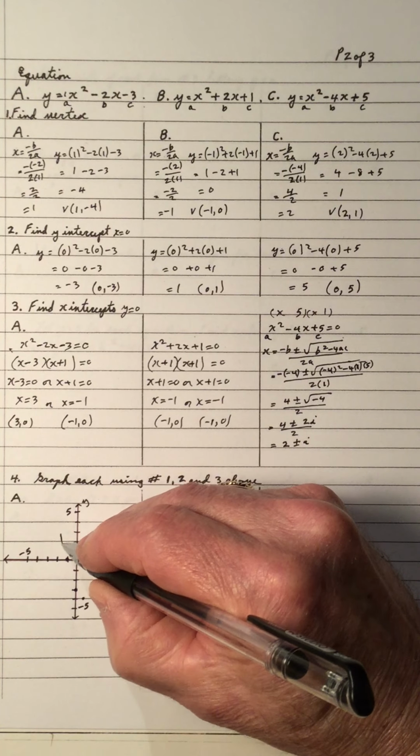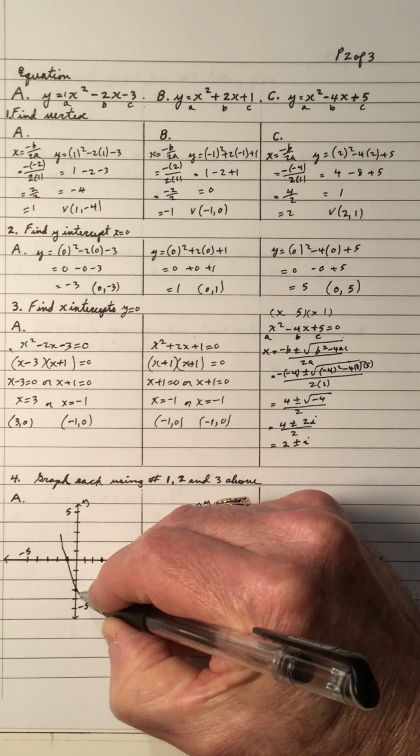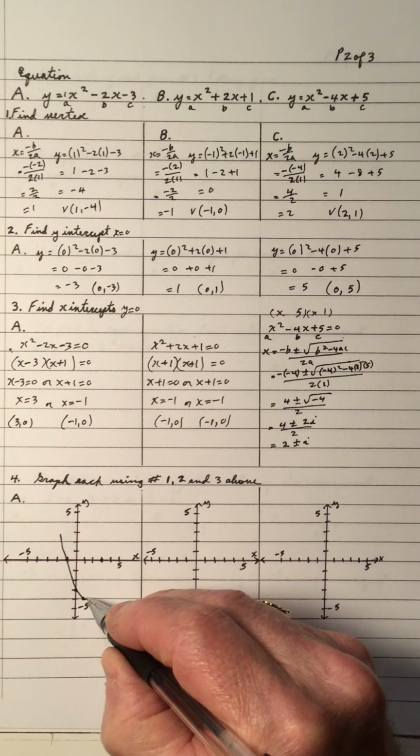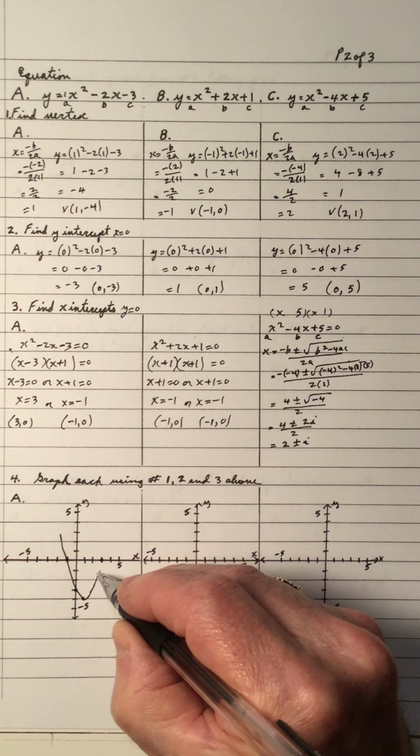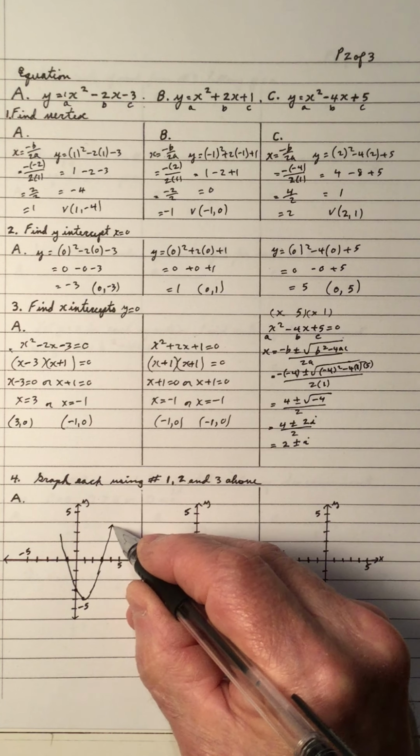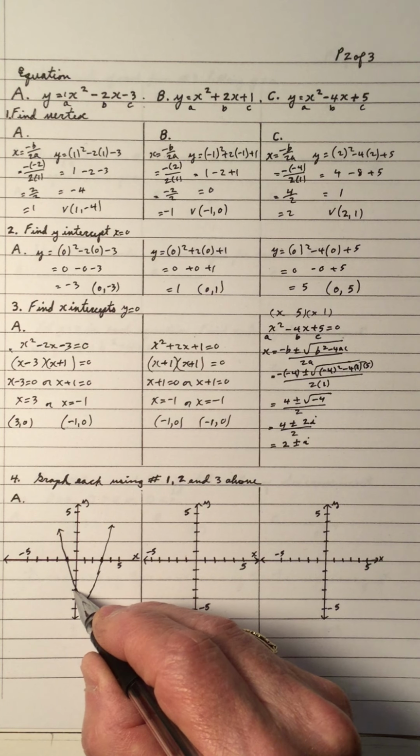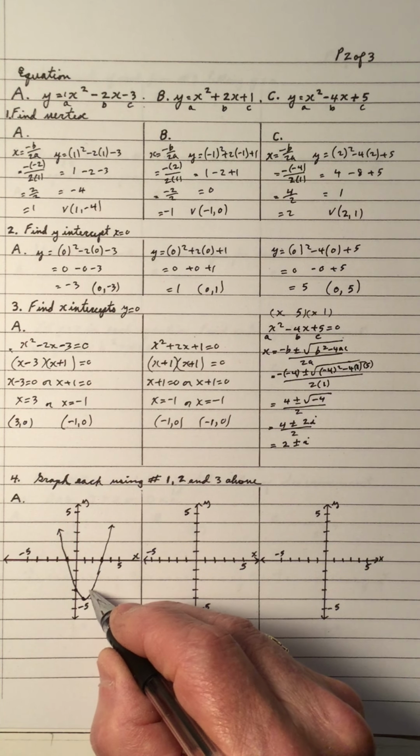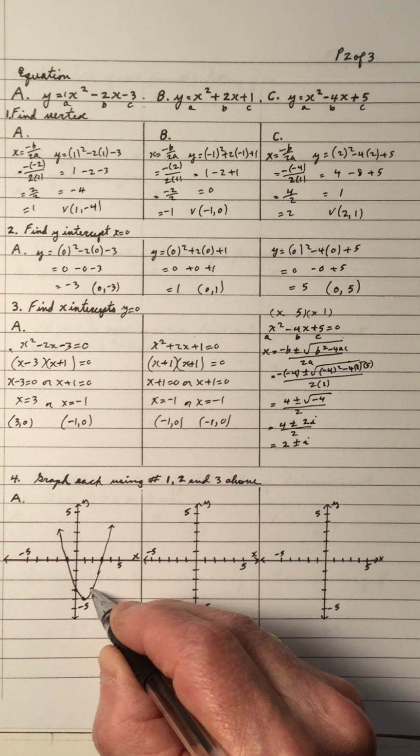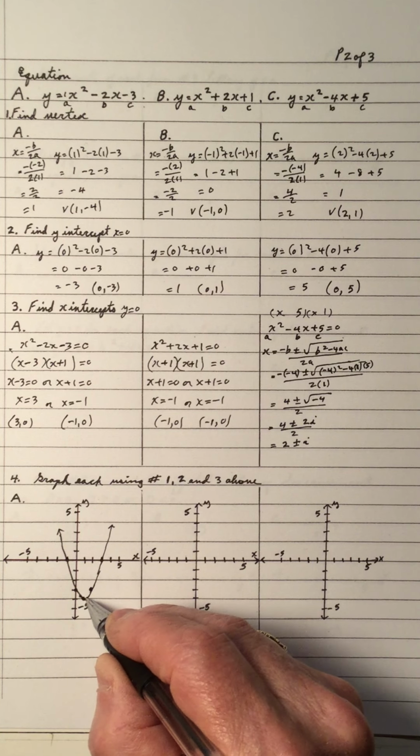So you can see the parabola comes down like this, there's the vertex, and goes back up. And if you notice, 1 unit to the left, you got -3. So if I go 1 unit to the right, I'll have a -3 also. It's symmetrical.